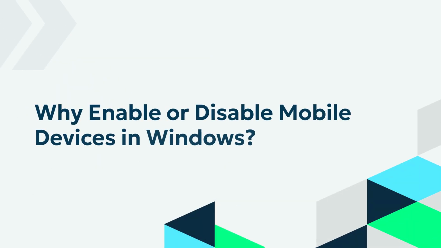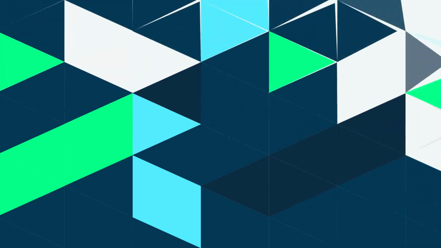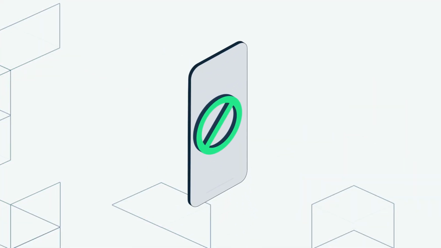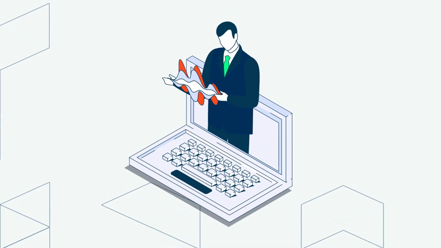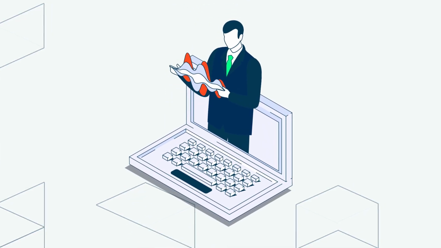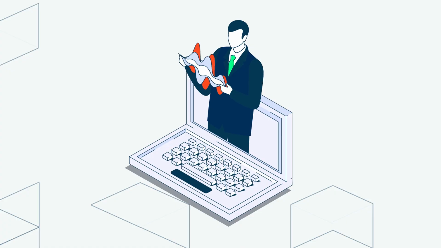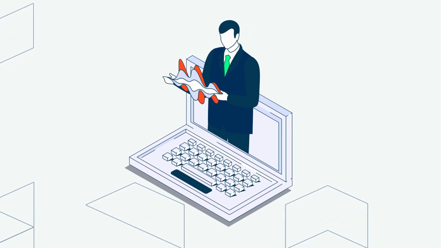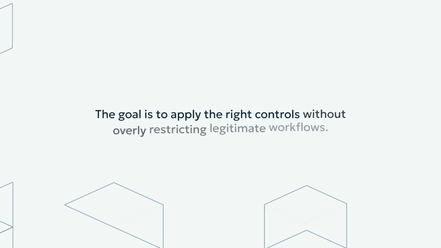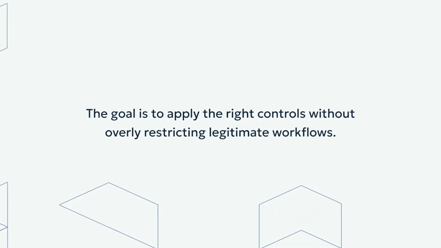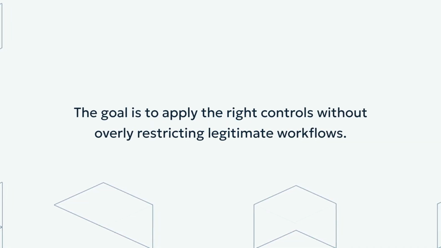Why enable or disable mobile devices in Windows? First, why would you want to disable mobile device connections? In business environments, you may want to prevent unauthorized data transfers, block malware from external devices, or reduce the risk of data exfiltration. At the same time, many users rely on mobile devices for file syncing or app connectivity, especially in BYOD environments. The goal is to apply the right controls without overly restricting legitimate workflows.